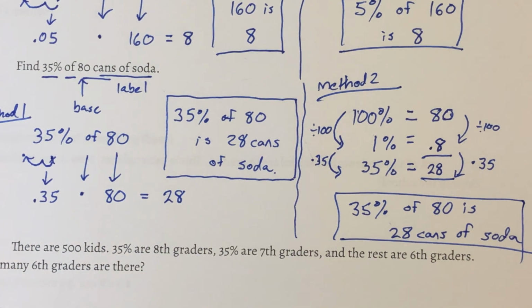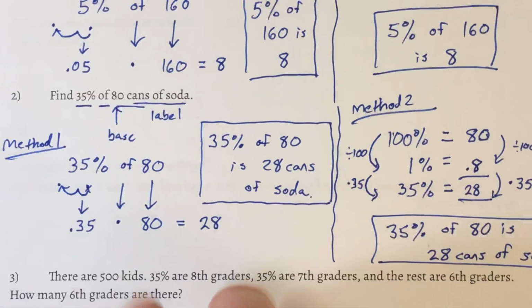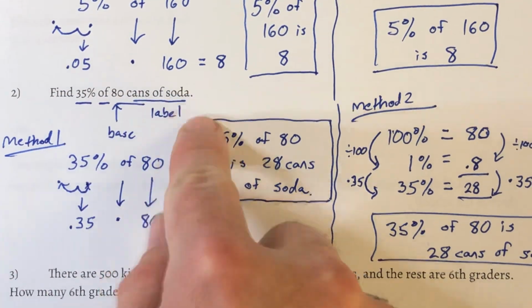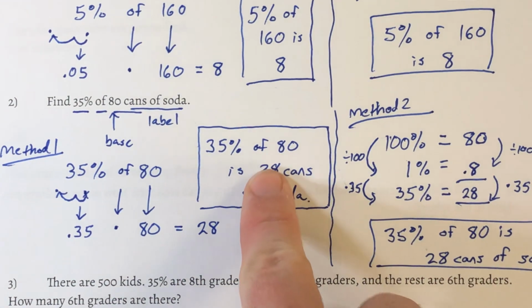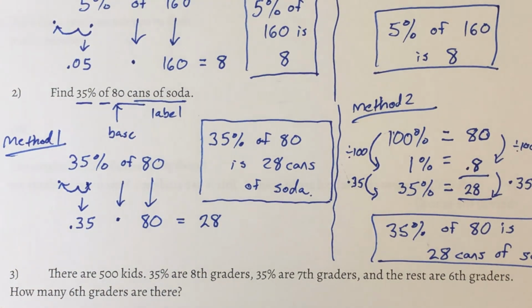So again, finding percents of numbers means you want a part or piece of it. So finding 35% of 80 cans of soda means you want a portion of those sodas. In this case, it would be 28. All right, third example.